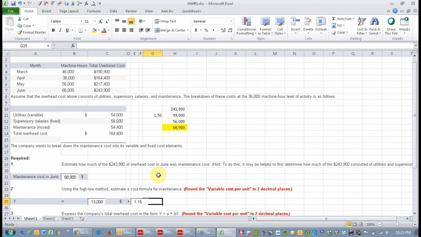The next question is, using the high-low method, estimate a cost formula for maintenance. Okay, so we're just looking at maintenance. In the high-low method, you want to take the cost related to the month that has the lowest machine hours and the cost related to the month that has the highest machine hours, which we have both of these pieces of information. You want to take the maintenance cost, subtract the 2, and then divide it by the difference between the machine hours of the 2 months.